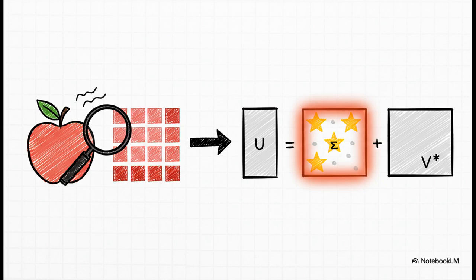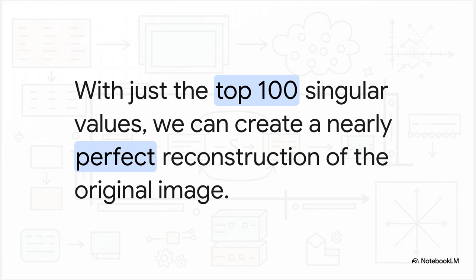By using SVD, we can represent that whole matrix, not with every single pixel, but with just the most important singular values and their directions. So, for example, if we decide to keep the top 100 singular values, the 100 biggest, most important stretches, we can rebuild the image and, well, look at that. It's almost perfect. We're using way less data, but we've captured pretty much all of the essential information.